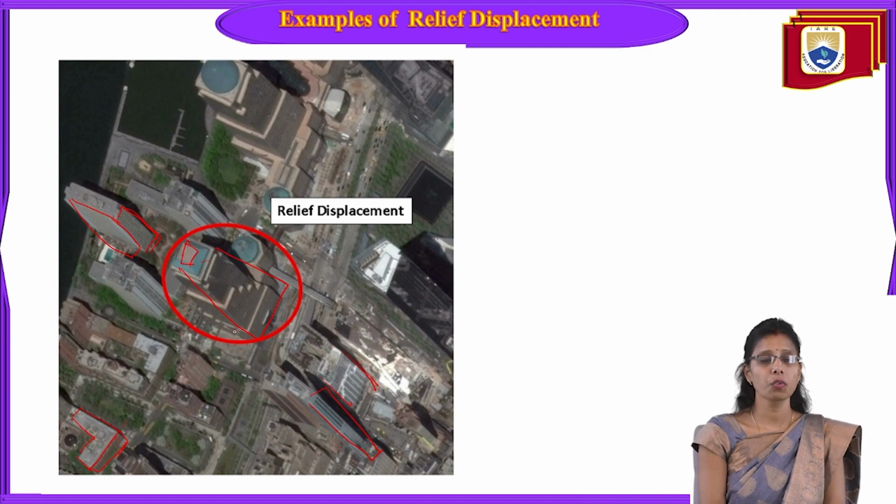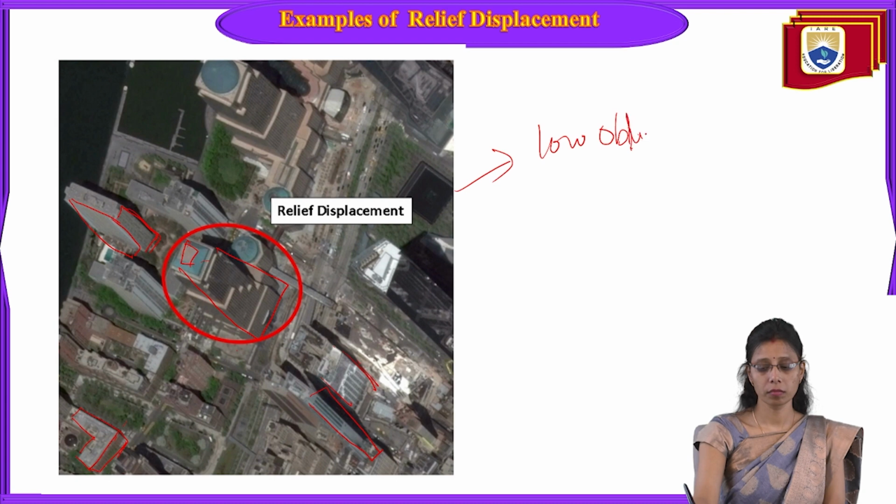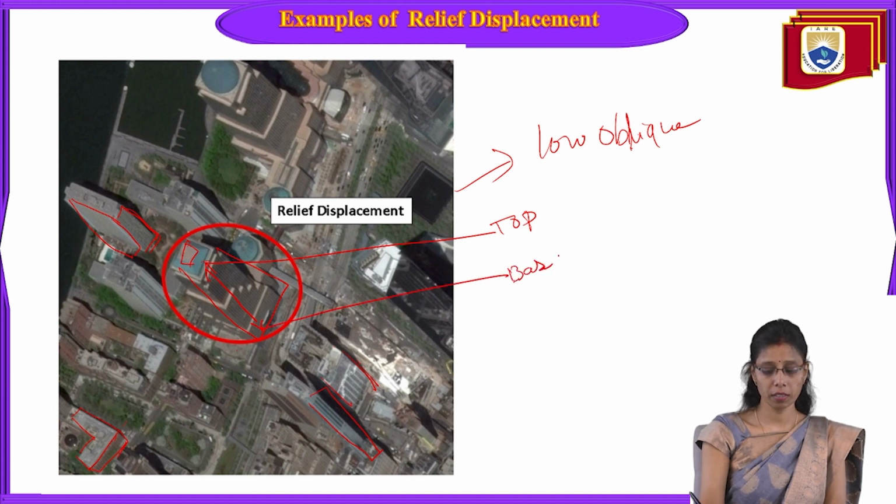So if you want to measure this building, just take a low oblique photo. This is a low oblique photograph only, because there is no horizon in it, but we can see the side of the object here. In a low oblique photo, what do we have to do now? Measure this building's top and base. This will be top and base. This will be our D.